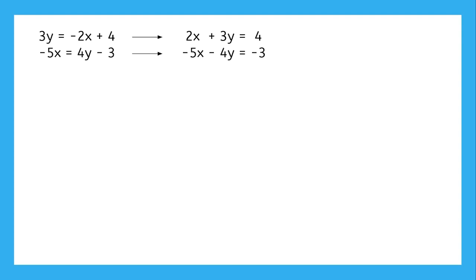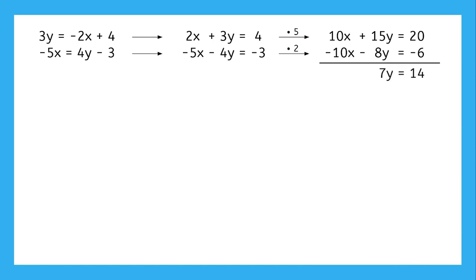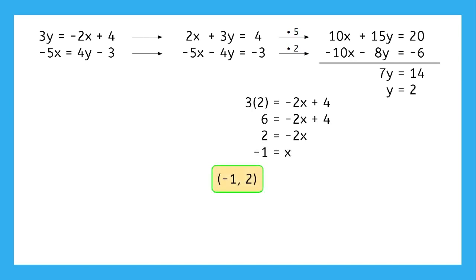Now that the terms line up, we need to prepare one of the variables for elimination. Let's go with the x term. So what is the least common multiple for 2 and 5? If we multiply the top equation by 5 and the bottom equation by 2, we'll get +10 and -10 on the x term. So now they'll eliminate. We can combine the equations, then solve, and we find out that y is 2. Now, we can plug that into either of the original equations and then solve it. If x is -1 and y is 2, then the solution is (-1, 2).